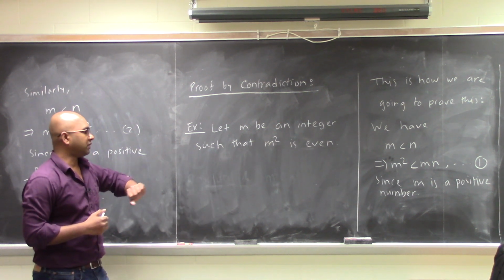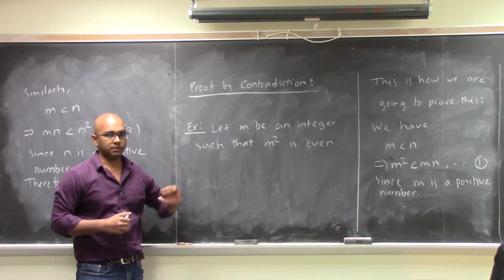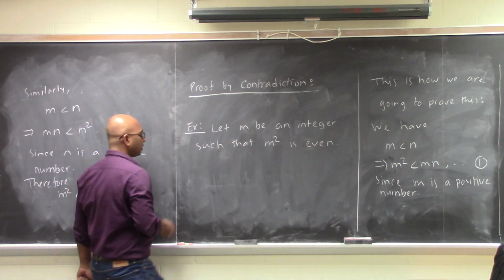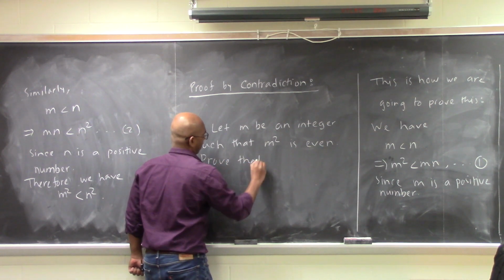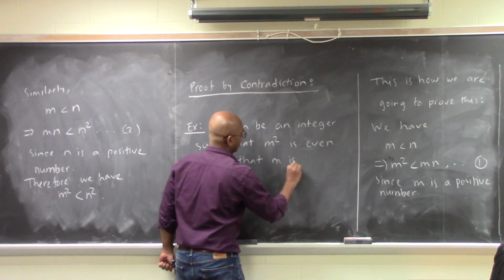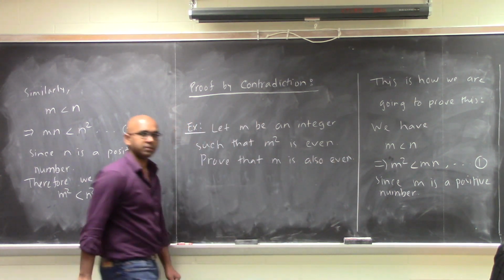So that's your hypothesis. What is it? m is an integer and also m square is even. And what is the conclusion? Prove that m is also even.